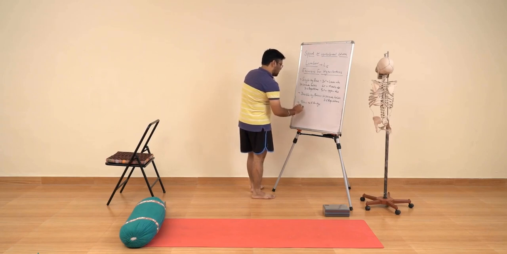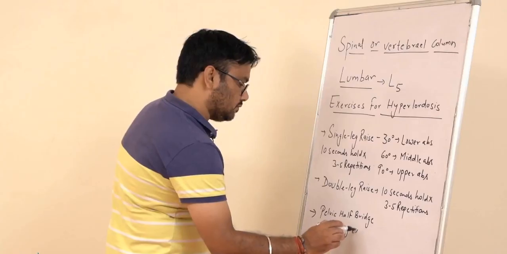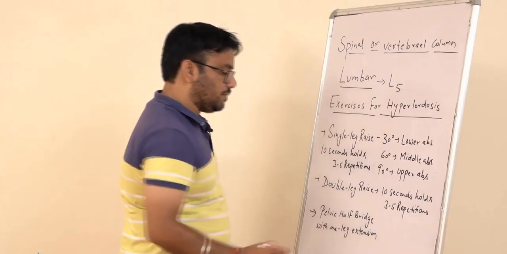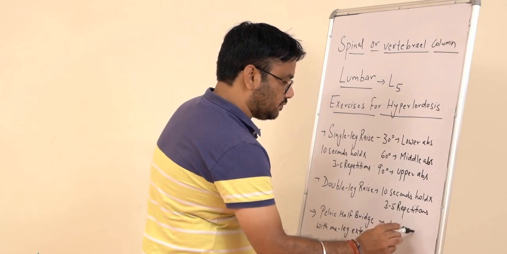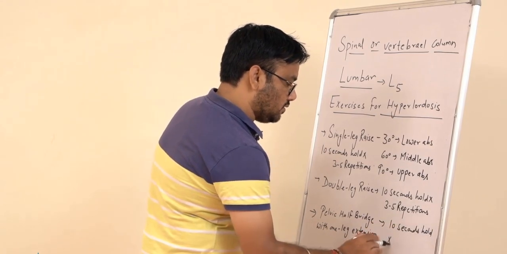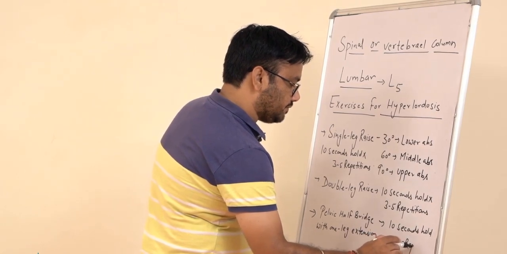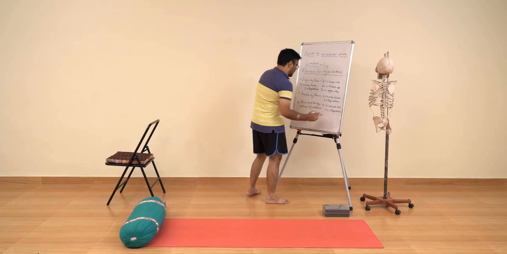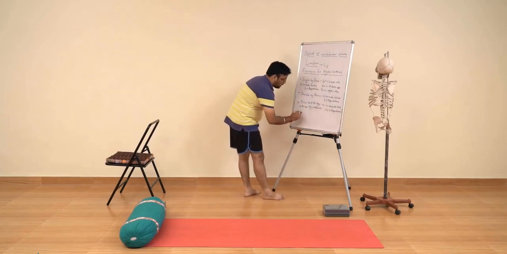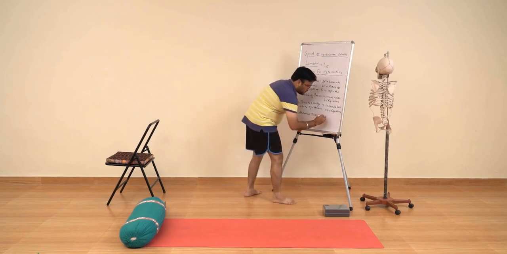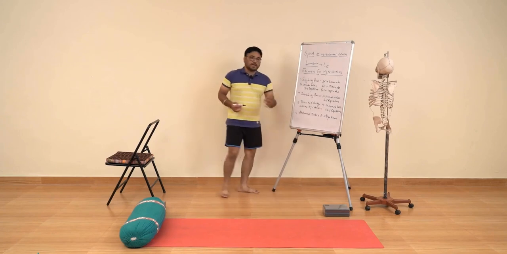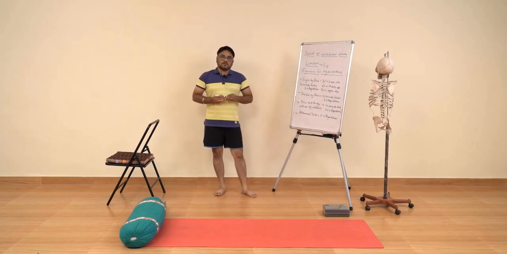With one leg extension. Right, the pelvic half bridge with one leg extension. 10 seconds hold, 3 to 5 reps. And the last one which we do, that is your abdominal tucks. That is 3 to 5 repetitions. Hold time depends on your own capacity.